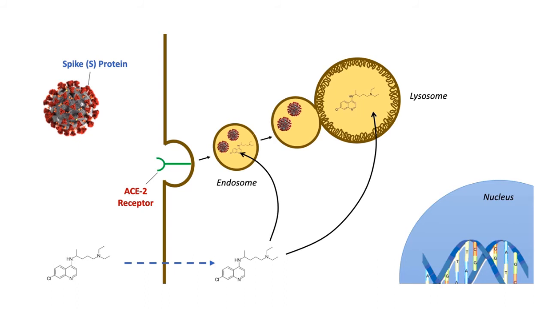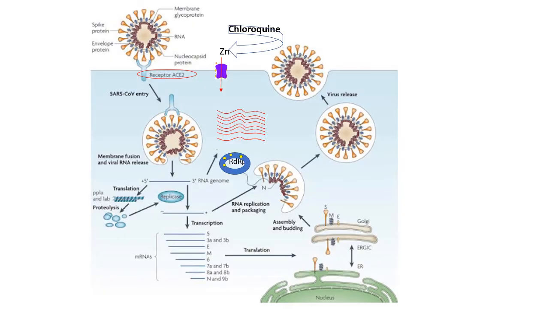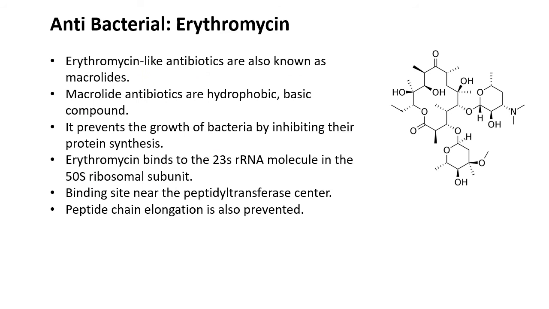Typically the endosome is formed because of the ACE2 receptors, with internalization of the virus. In the endosome you can see the drug molecule, which raises the pH, so that the protein cleavage cannot be done.